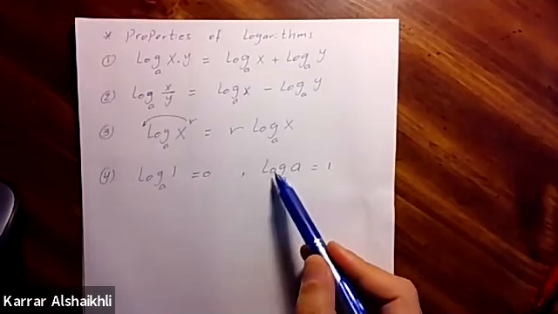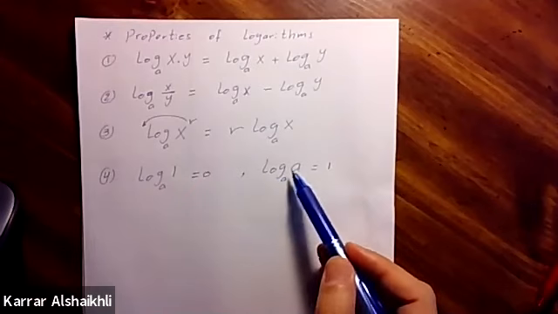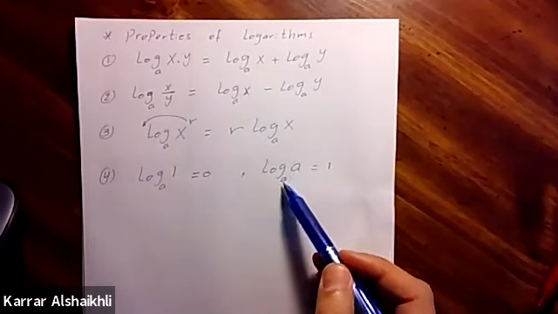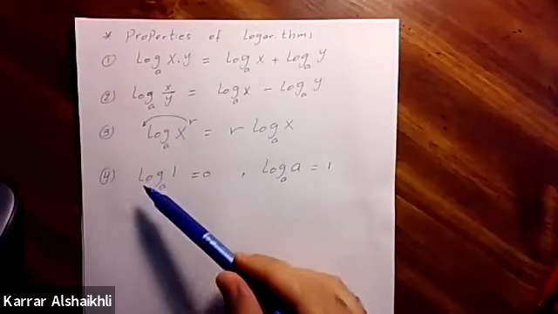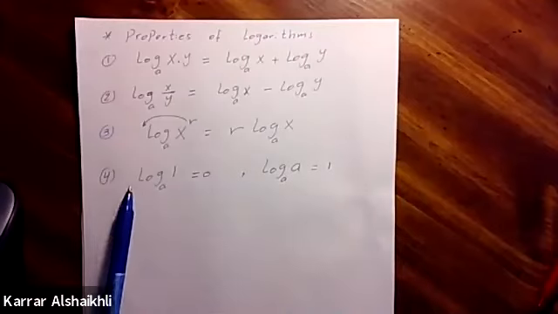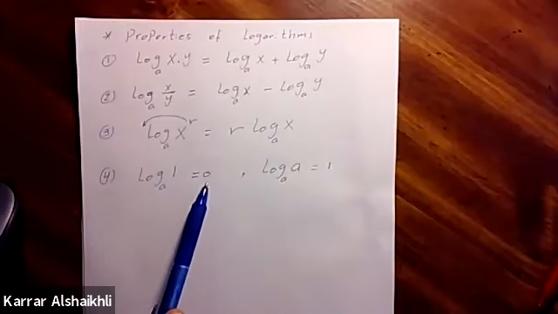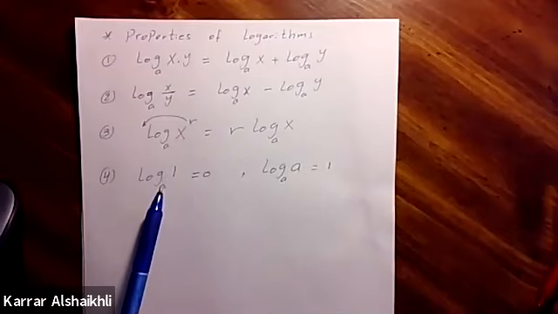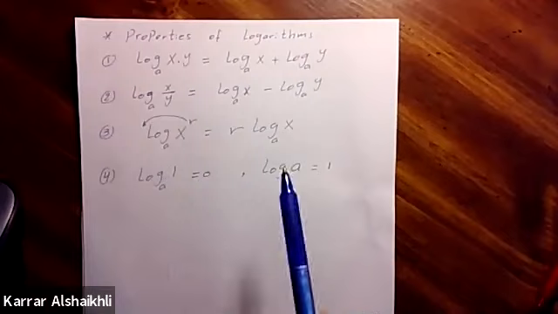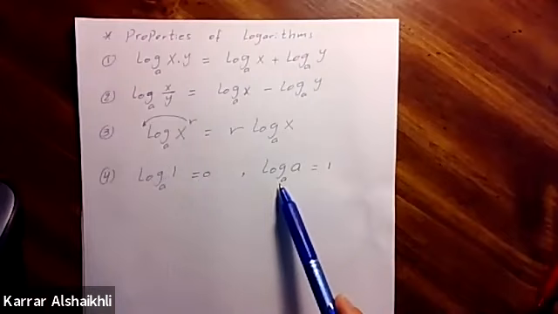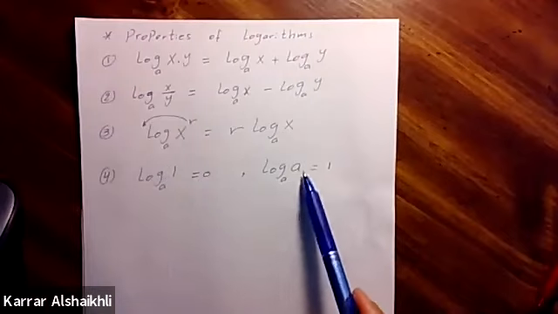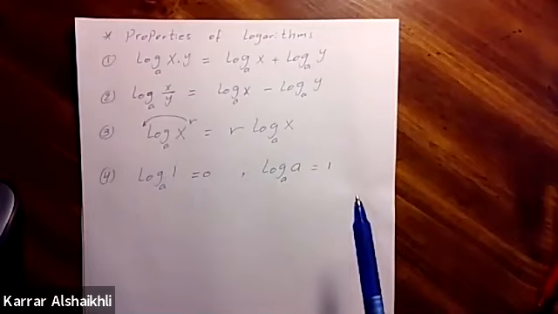That's the second part. If you have log to the base and the number exactly the same number, the result is going to be equal to 1. So this is rule number 4, which contains 2 parts. Log to the base a of 1 equals 0. That means if you have any base, but the number is 1, it's always going to be 0. And if you have the base and the number exactly the same, it's going to be equal to 1.